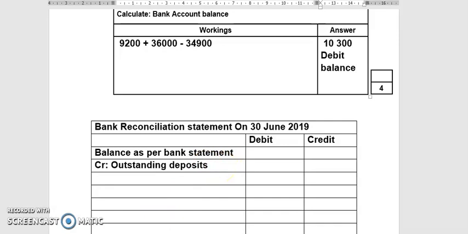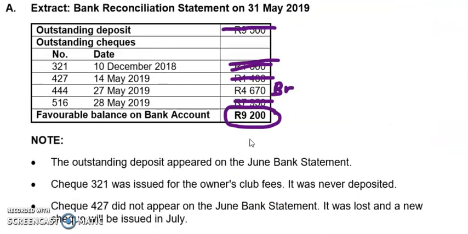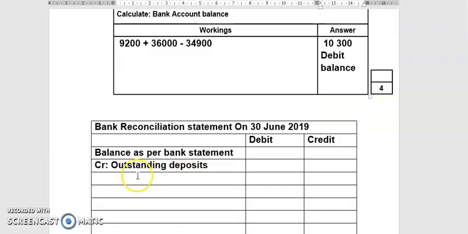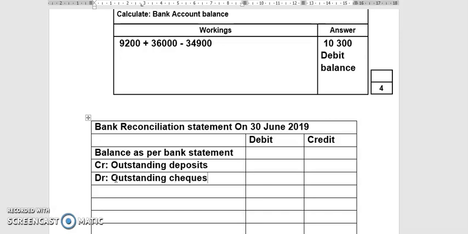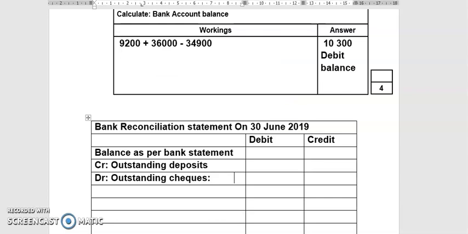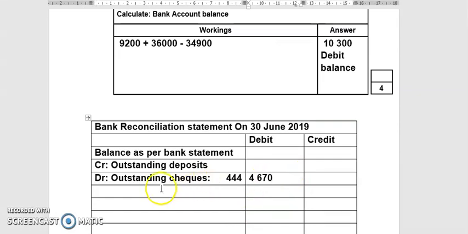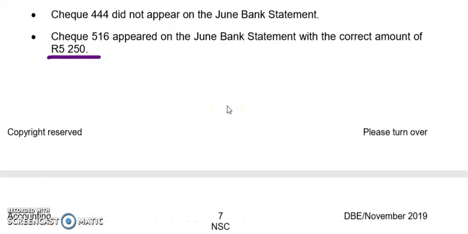Now, balances per bank statement. They said at the end here, bank statement balance, meaning this is going to be the balancing amount. They didn't give it to us. So all we do now is enter from the beginning. Anything that we wrote BR, go and enter it. So I see outstanding check here, BR. So I'm going to write here, debit, as outstanding checks are always debited. Outstanding check. And that first one there was 444. And the amount is 4670, right? 4670.